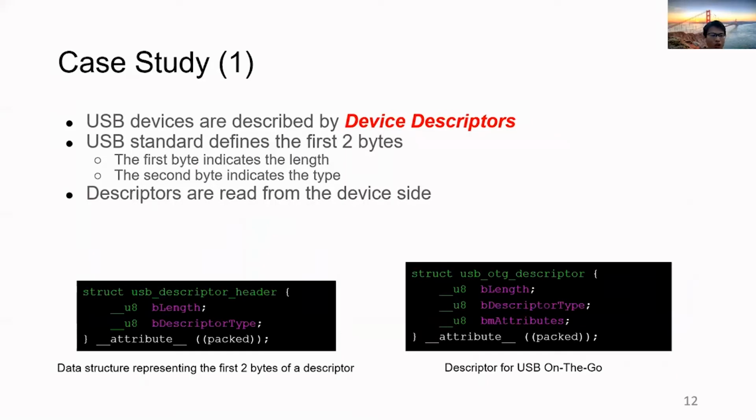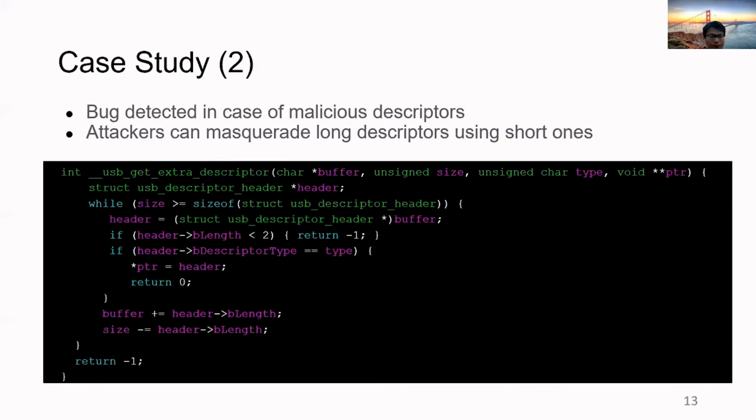Here, we showcase a bug that we found in the USB core framework in the Linux kernel. In the USB standard, devices are described using a data structure called a device descriptor. There are many types of descriptors of varying length, so the standard defines the first 2 bytes to represent the length and the type of a descriptor. All legitimate descriptors should have the correct length and type fields. And the device descriptors are read from the device when a USB device is attached to a computer.